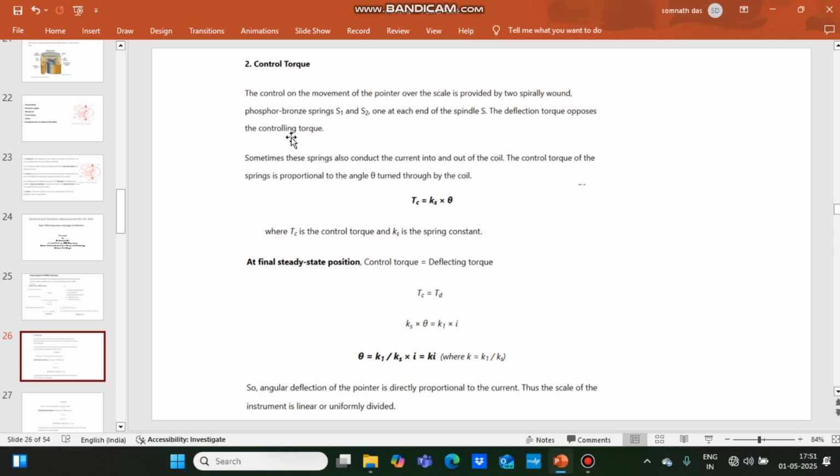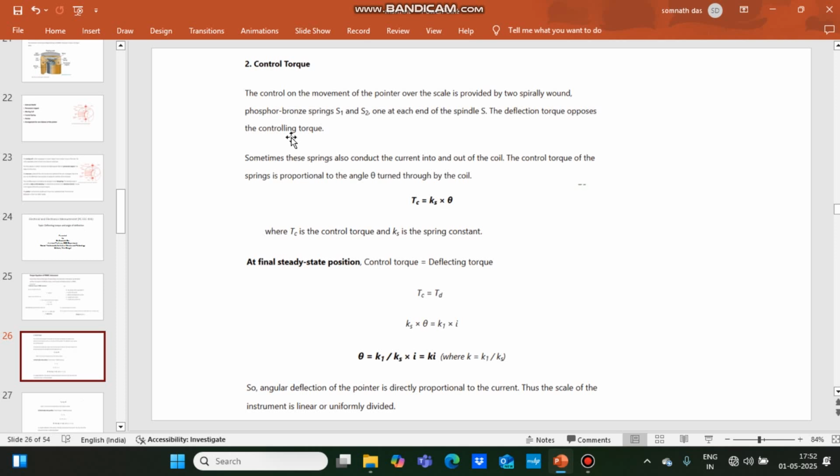In some instruments, it is seen that the control spring is also used to conduct the current into and out of the coil. The control torque of the spring is proportional to the angle theta. TC is proportional to angle of deflection theta. So we can write TC equal to Ks into theta, where Ks is the spring constant.